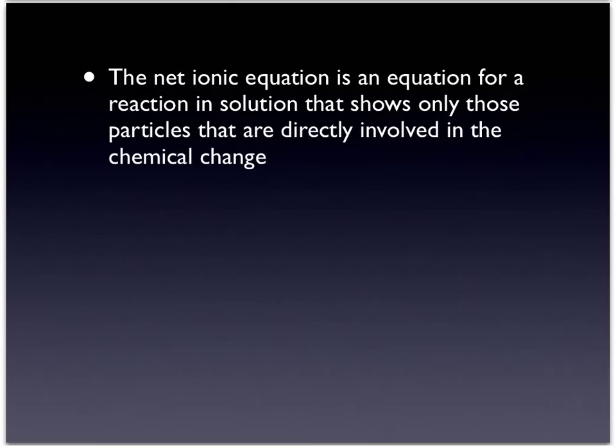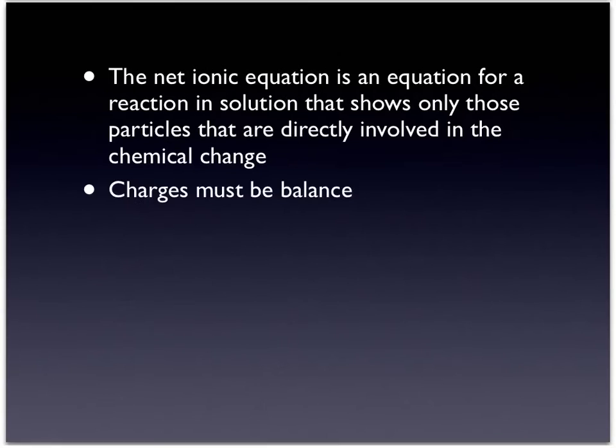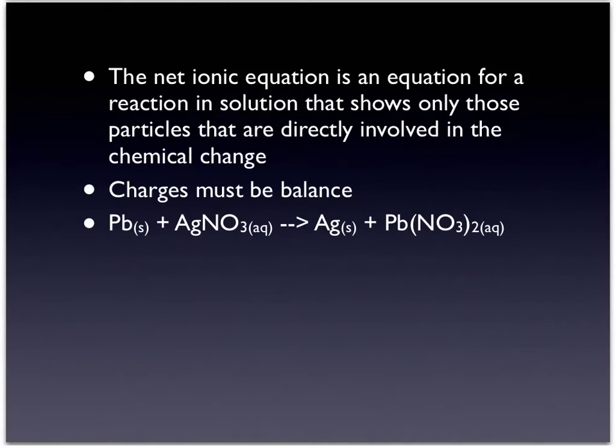So we talked about spectator ions, and a net ionic equation shows just the things that are actually taking place in the chemical change itself. You've got to balance the charges. That is important. We talked about it in the last one. The last one balanced automatically, but some of them don't. Take a look at this one.